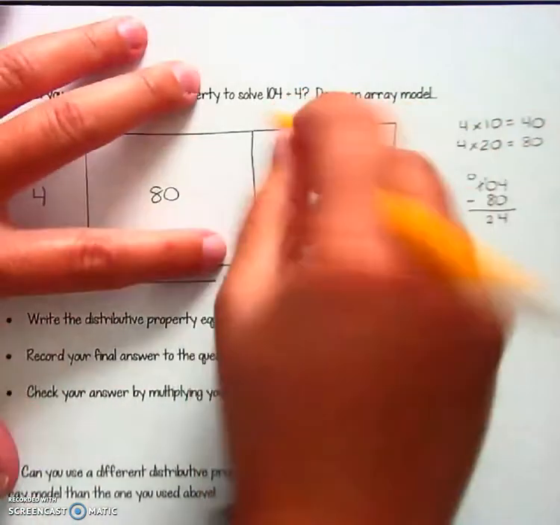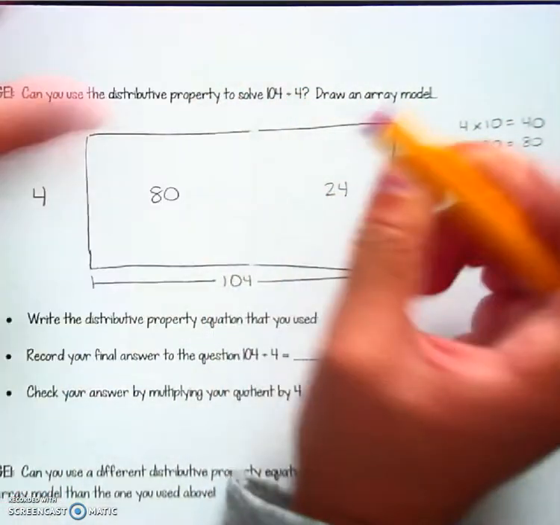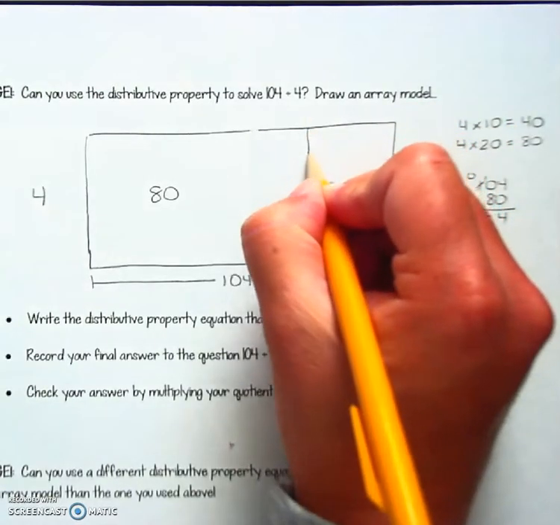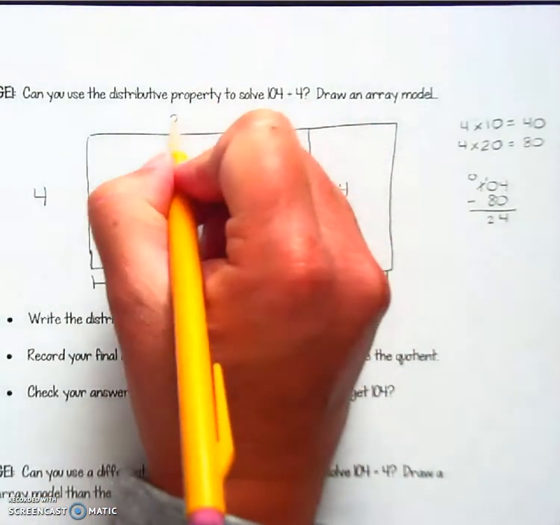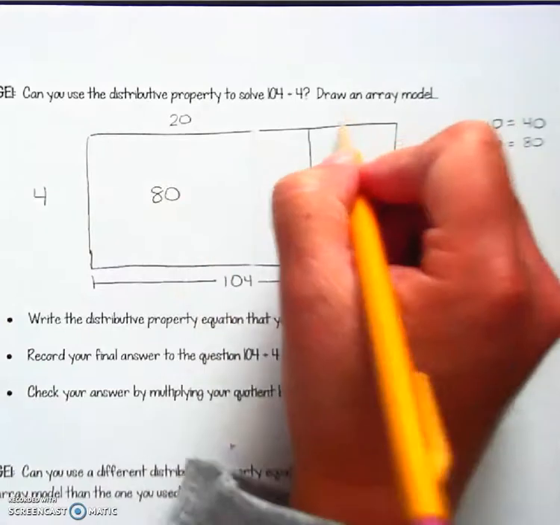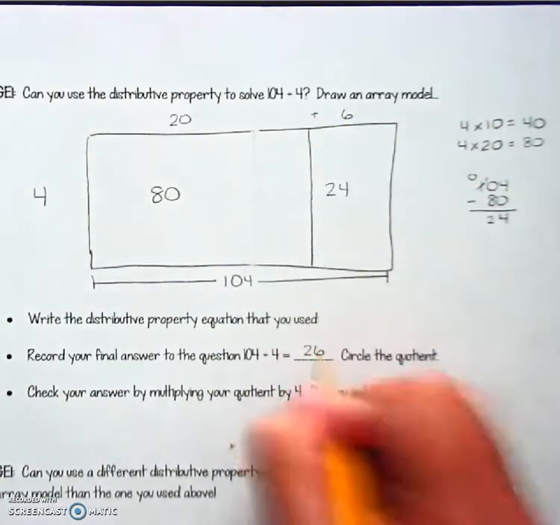And really, I should split this a little bit more proportionally and make my rectangle on the right much smaller than the rectangle on the left. Now, 80 divided by 4 is 20. 24 divided by 4 is 6, meaning my final answer should be 26.